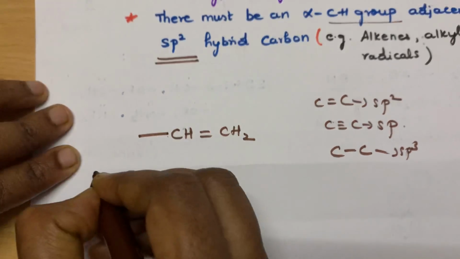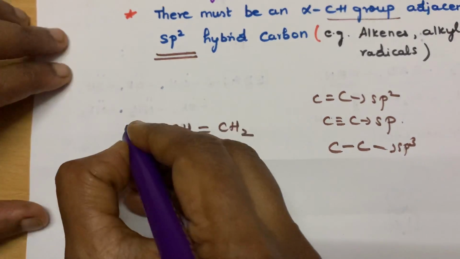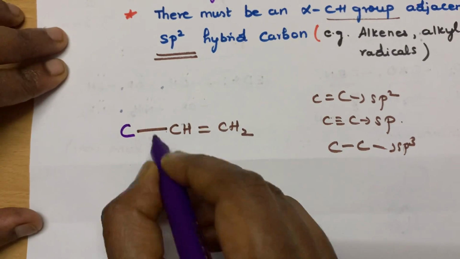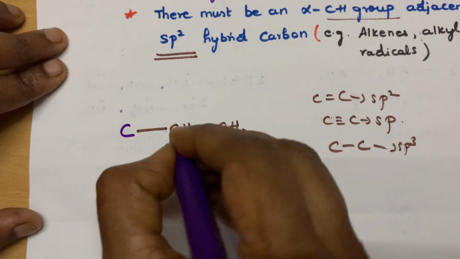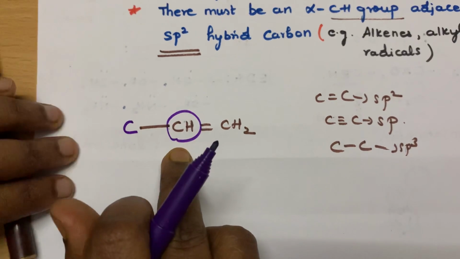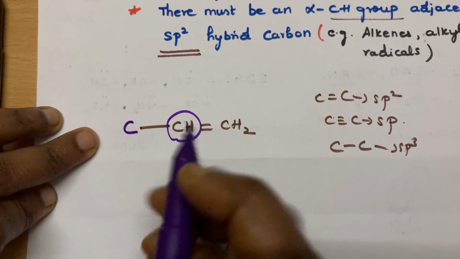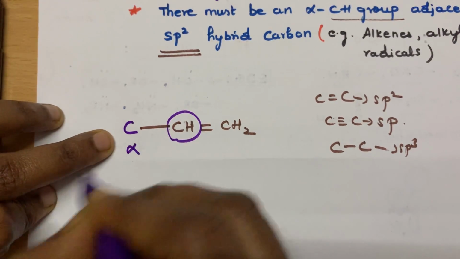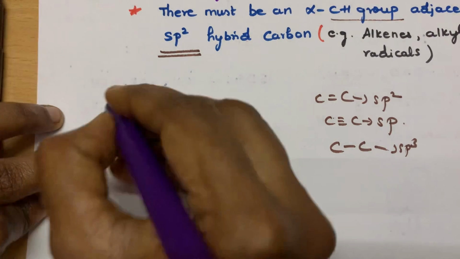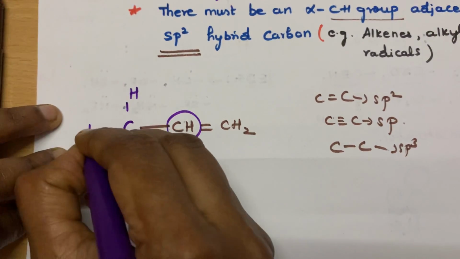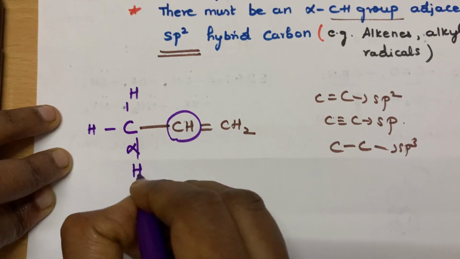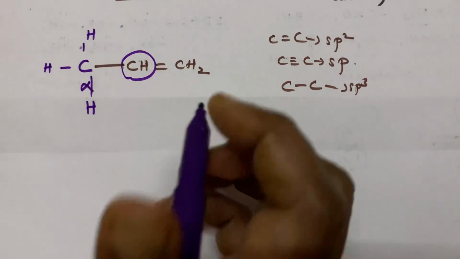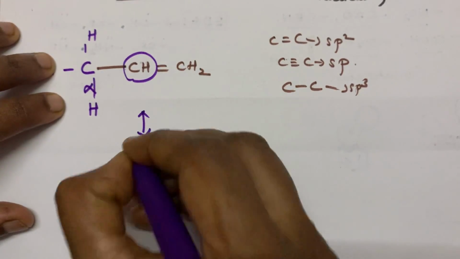The immediate carbon, we call it as what? The alpha carbon. If you consider this is the entire system, or this carbon is the particular carbon, the very next atom we call the alpha carbon. If it has alpha hydrogens, then it shows peculiar resonance structures, an effect known as hyperconjugation.